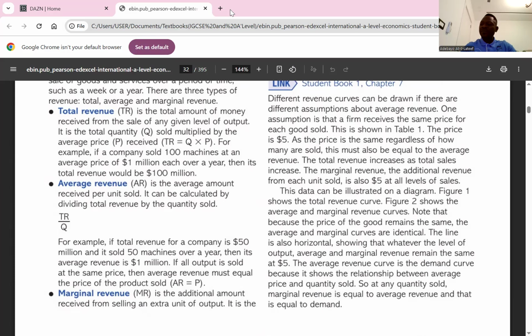The first assumption is that the firm receives the same price for each good sold. Therefore, the average revenue and the marginal revenue will be the same. However, the total revenue will increase as sales increase. This implies that the total revenue curve is upward sloping. So we have what we call the revenue curve, which represents the relationship between the average revenue, or the price of the product, and the quantity sold. So how do we get the graph? There's always a graphical representation for this, and I'll show you now.